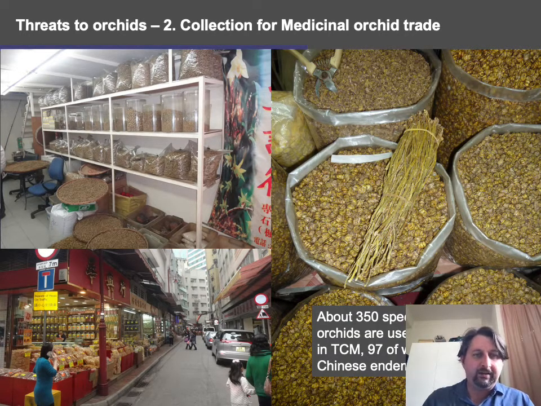Most commonly, for example here in Hong Kong SAR, you can see pharmacies in certain districts which sell dried dendrobium stems, which are a common traditional medicine. And the quantities used for that are immense. They're sold, or traded, by the ton.